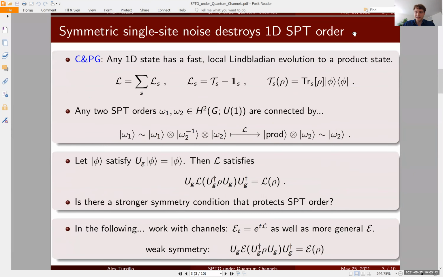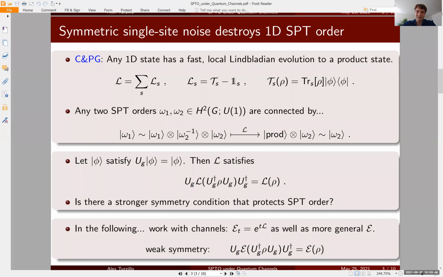To motivate this question, let me dig deeper into this Coser and Perez Garcia reference. They give a really interesting example of a fast local Lindbladian evolution that maps any one-dimensional state to a product state. So in particular, any two SPT orders are connected by using this operation.